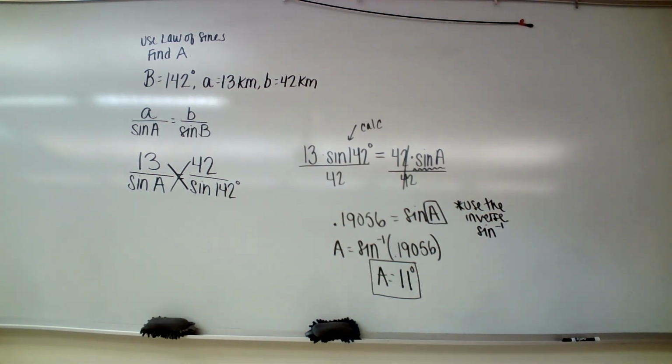So I'll give you a second. But the main idea of law of sines is always the same. Plug in what you know, cross multiply to solve for what you don't know. But if you do see that you're solving for an angle, you're using the inverse sine. And then you're good.